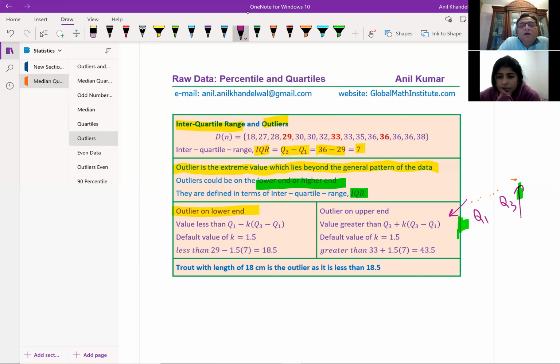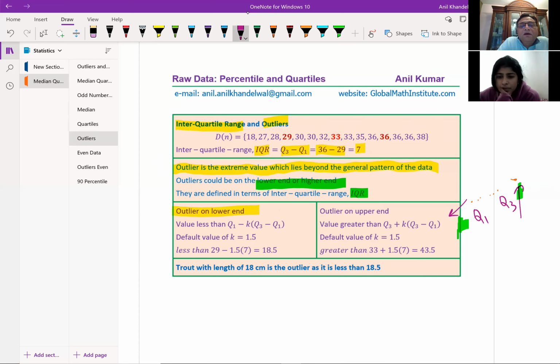A value is an outlier if it is less than Q1 minus K times the interquartile range, Q3 minus Q1, which is 7 for us. Is that clear to you? The value of K by default is 1.5, so 1.5 times the interquartile range. If it is 1.5 times the interquartile range away from the major set of data, then it is an outlier. Do you get the idea?